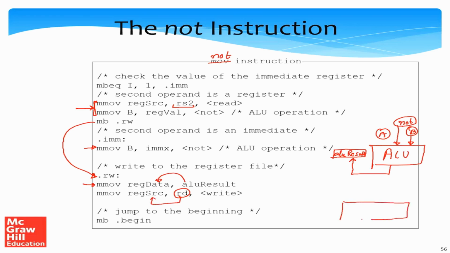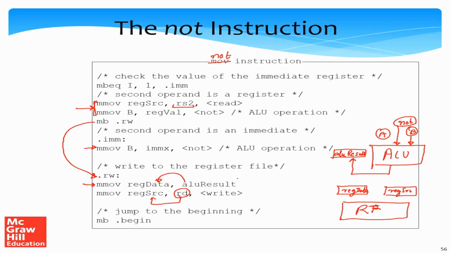So we have a register file, and the register file has, this is an F, okay? It's an F. So it has reg source for the ID of the register and reg data for what it is that needs to be written. So reg data came from the output of the ALU, which is ALU result, and reg source will come from the RD register, which contains the ID of the destination register.